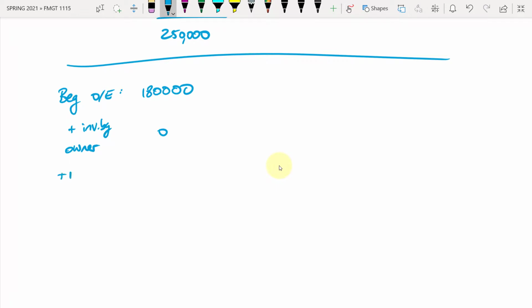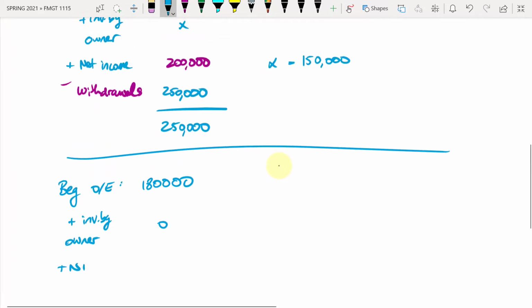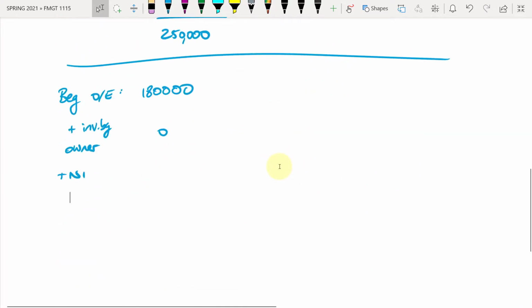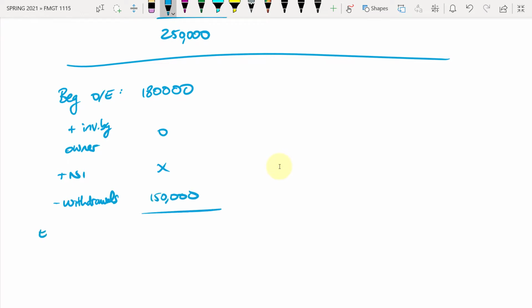Then we're going to add our net income. And do we know our net income? Let's see here. No, I don't think we were given that, were we? We were given our revenues, we weren't given our expenses. So for now, I'll leave that as X. We know our investments by owner, we know our net income. We're going to subtract our withdrawals, and that's minus 150. This is going to give us our ending owner's equity, which we worked out earlier to be $200,000. So now we can solve for x, and our net income then is equal to $170,000.